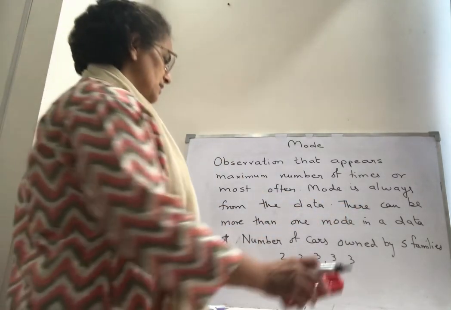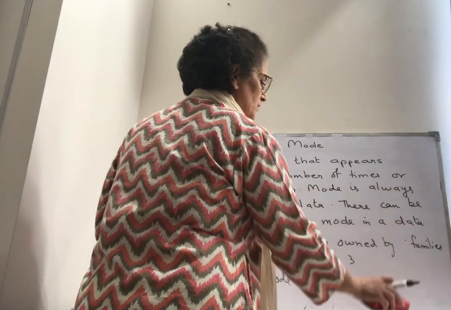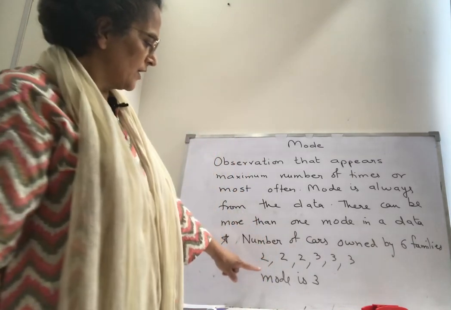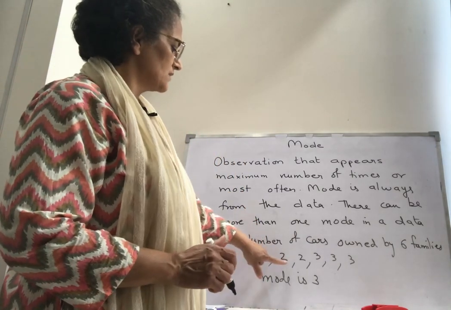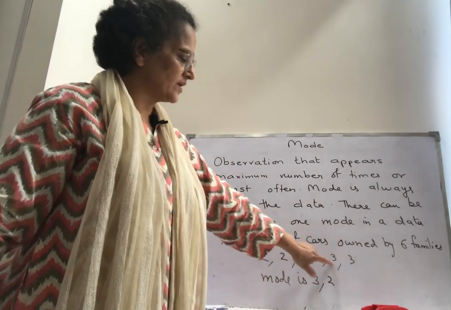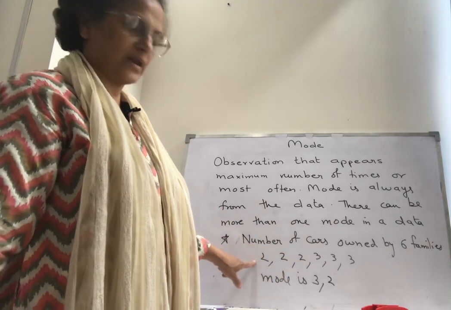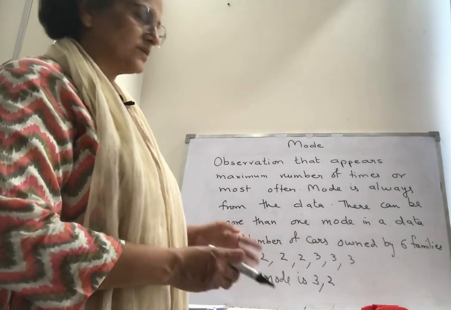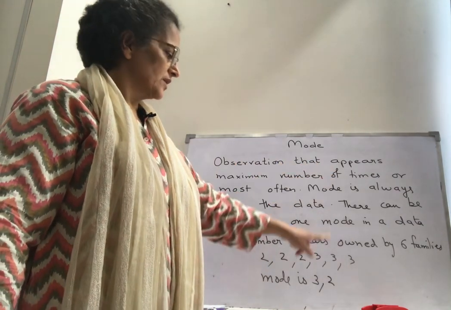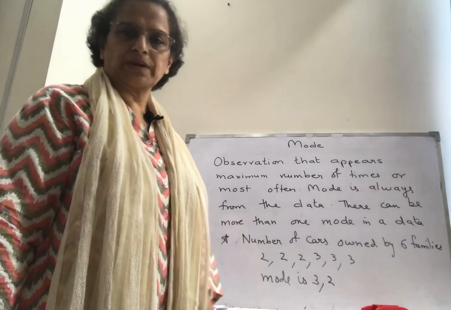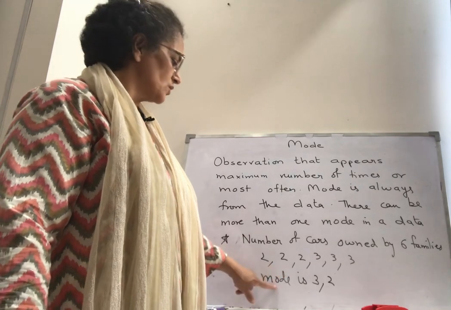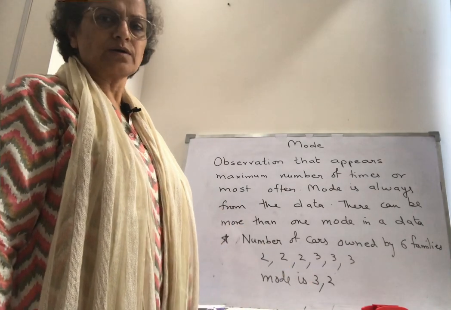Now let's take another example to understand there can be more than one mode. If I take number of cars owned by 6 families, and this is my data now. Now you can see mode is 2 and 3 both, because this is also appearing 3 times, this is also appearing 3 times. I am repeating once again. Observation that appears maximum number of times. 3 is the observation which is appearing maximum number of times, and 2 is also appearing 3 times. So both will be the modes for the data.